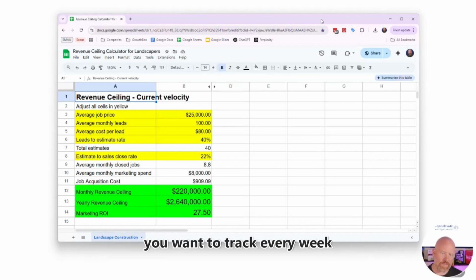But basically, you want to track every week the important KPIs across the four different areas of your business. So you have sales, you have marketing, you have operations, and you have finance. But what we don't have with those metrics is the velocity of where our business is going, so we can figure out what's the ceiling of the business based upon these numbers. So that's what these are for. So I'm going to show you how this works.